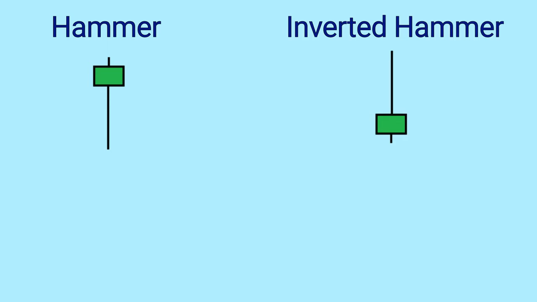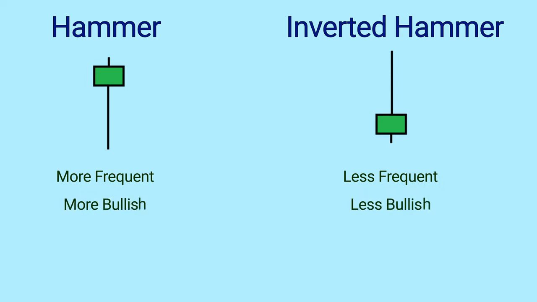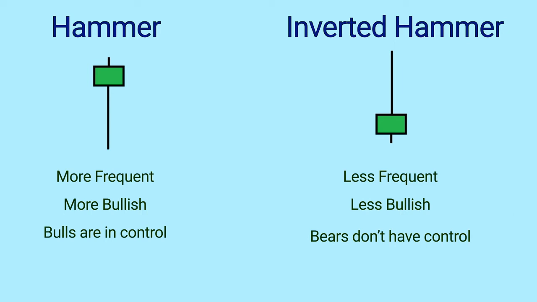When we are talking about the hammer and the inverted hammer, the hammer appears more frequently than the inverted hammer, and the hammer is relatively more bullish. What happens in the case of the hammer is that by the end of the day, the bulls are in control. They don't allow lower prices to sustain. In the case of the inverted hammer, the bears are unable to push the price below the opening price, but the bulls don't have any kind of control at the end of the day.